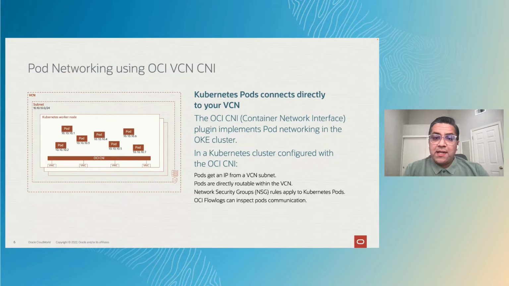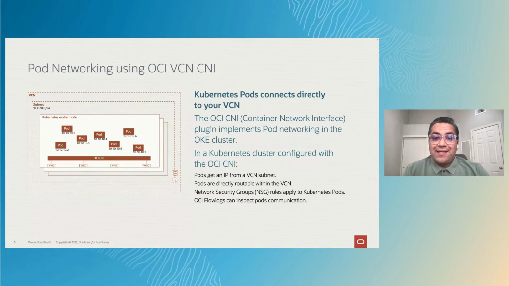This is effectively a pod itself or a daemon set of pods that controls how the networking is done. So your pods are routable within your VCN, between your VCN, and with your on-premises network. So in our example here, we have a VCN, we have a worker subnet, we have a worker node, and it would be running the OCI VCN CNI plugin. So once they run the plugin, the pods get an IP address from the VCN CIDR ranges.